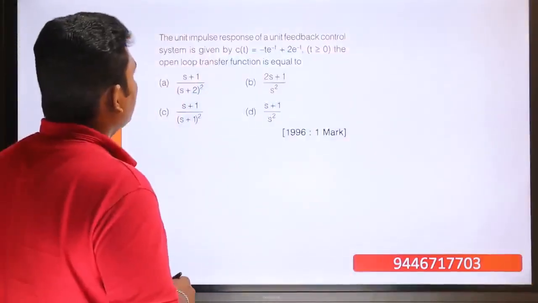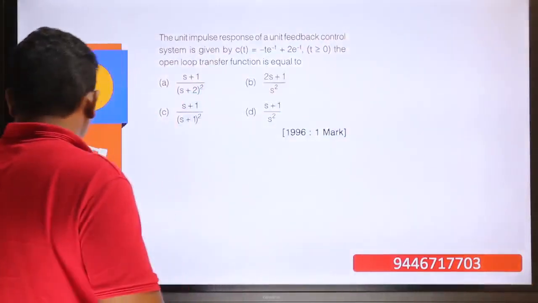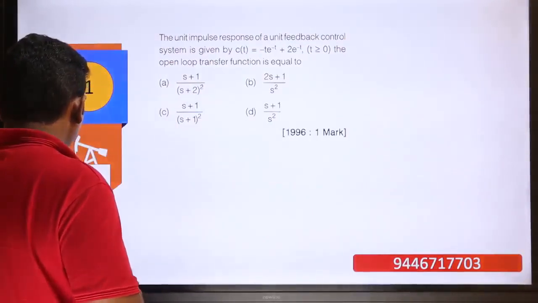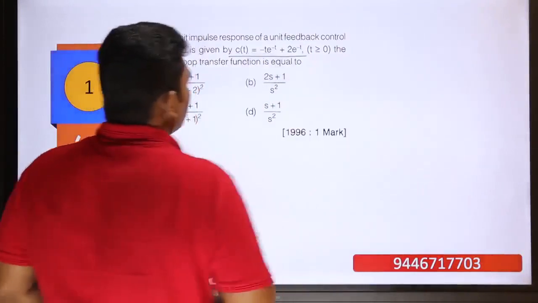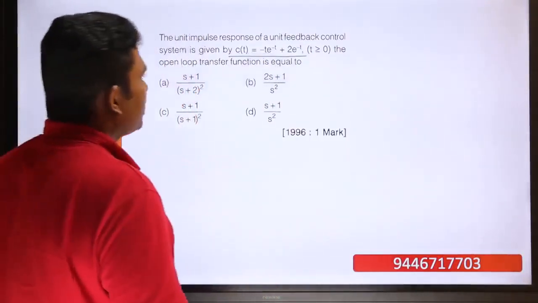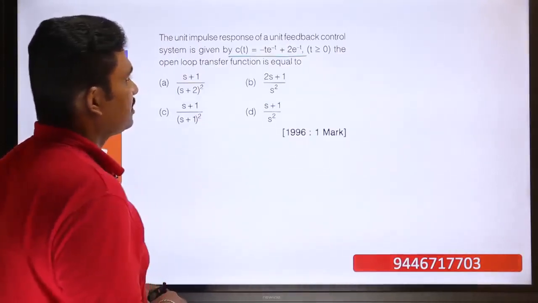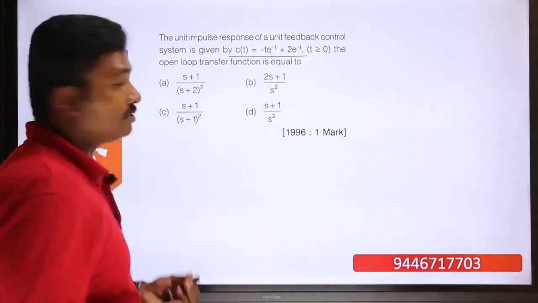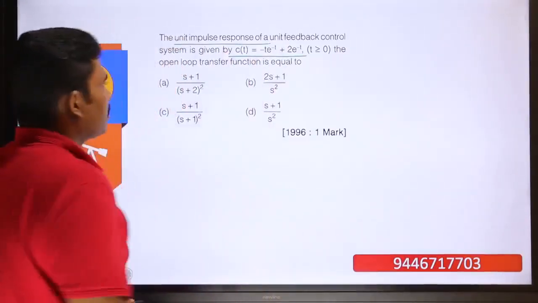Question number 1. The unit impulse response of a unit feedback control system is given by c(t) is equal to minus t e raised to minus t plus 2 e raised to minus t for t greater than 0. The open loop transfer function is what is the question. So the unit impulse response of a unit feedback control system is given.